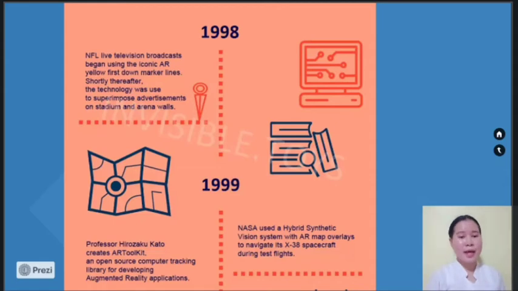In 1999, NASA created a hybrid synthetic vision system for their X-38 spacecraft. The system leveraged AR technology to assist in providing better navigation during their test flights. The augmented reality component displayed map data right on the pilot's screen. ARToolKit was also developed in this year by Professor Hirokazu Kato. It is an open-source computer tracking library for developing augmented reality applications.